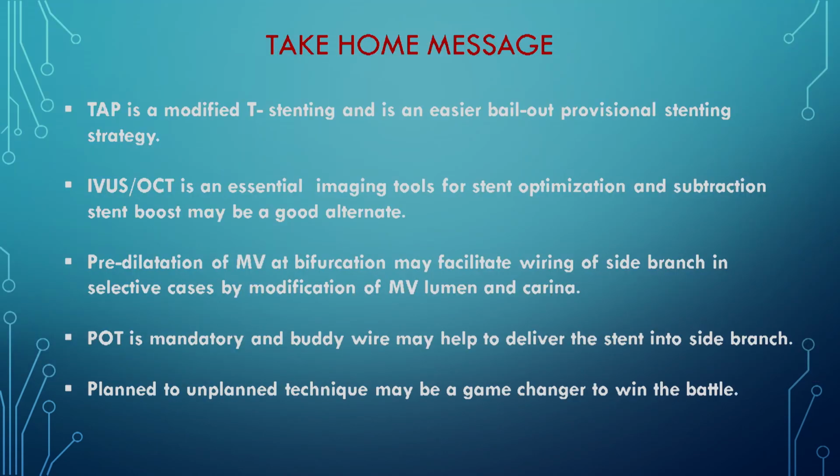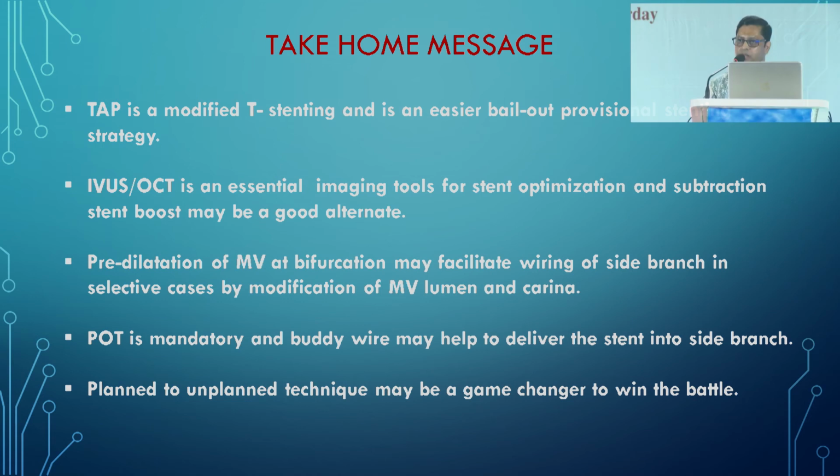So my take-home message: TAP is a modified T-stenting and is an easier bailout provisional stenting strategy. IVUS or OCT is an essential imaging tool for stent optimization, but subtraction StentBoost may be a good alternative. Predilatation of the main vessel at bifurcation may facilitate wiring of the side branch in selective cases by modification of the main branch lumen as well as shifting of the carina.